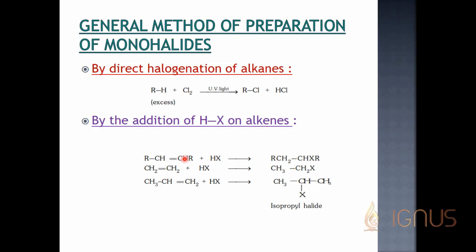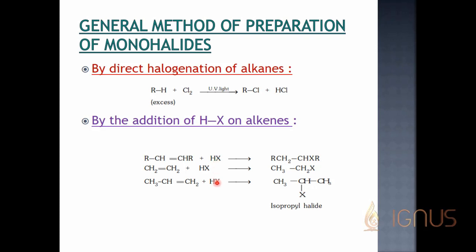Now let us see what is Markovnikov's addition. That means the positive part is added to the carbon having more number of hydrogens, and the negative part is added to the carbon having less number of hydrogens. During the addition, the positive part is added to the carbon having more number of hydrogens, and the negative part is added to the carbon having less number of hydrogens.